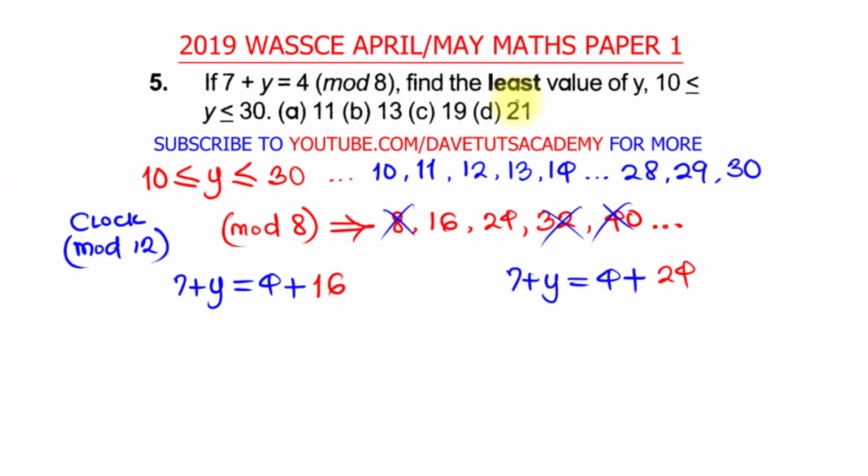But look at the caveat. We are told that we have to find the least value. So we should put that in mind, that it is either of these two, but we are looking at the solution with what? The least value among the two.